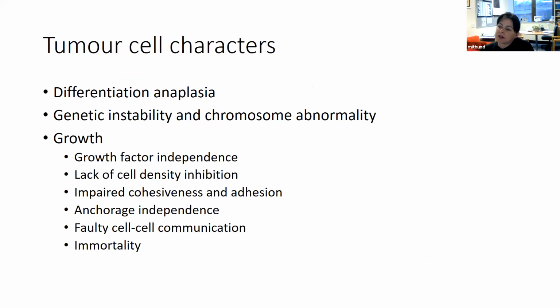Key features about tumors: differentiation, anaplasia. They don't become differentiated. It doesn't look like the cell that it's meant to look like. You get genetic instability, you get multiple mitoses, abnormal numbers of chromosomes in the cells. And then basically cancer cells are like that neighbor everybody hates.